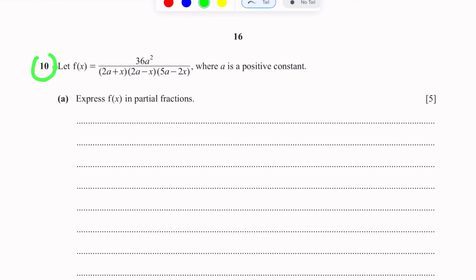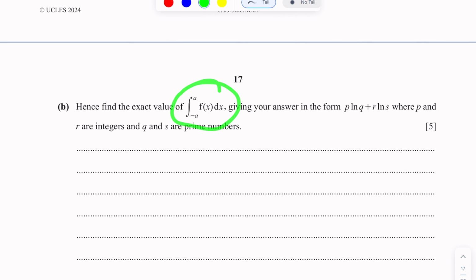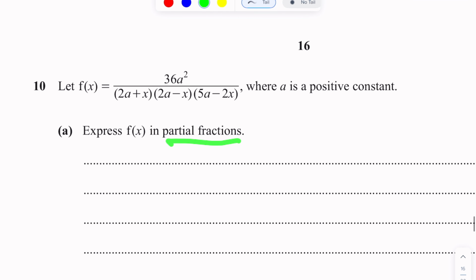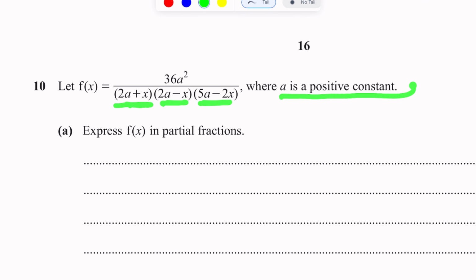Question number 10. The first part of this question is of partial fractions, and the second part of this question is of integration. The first part of the question is: let f(x) be equal to 36a² over (2a plus x)(2a minus x)(5a minus 2x), where a is a positive constant. Express f(x) in partial fractions.